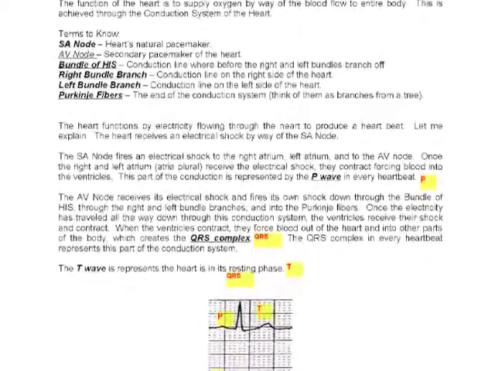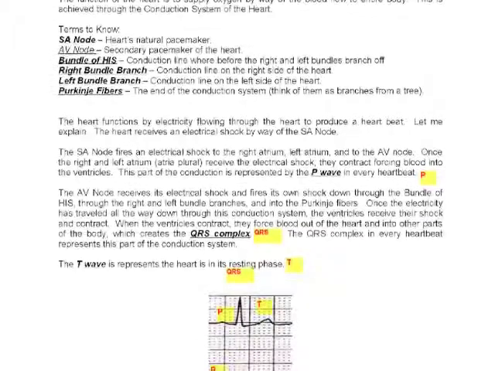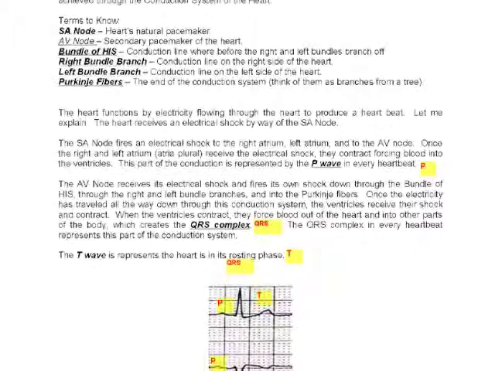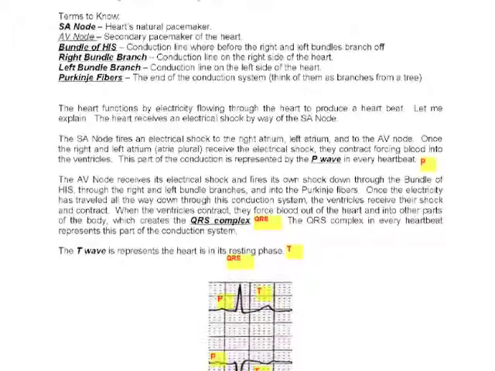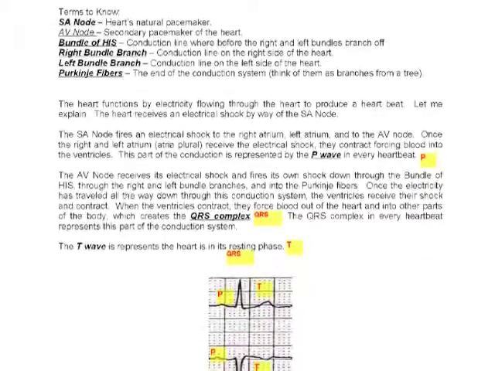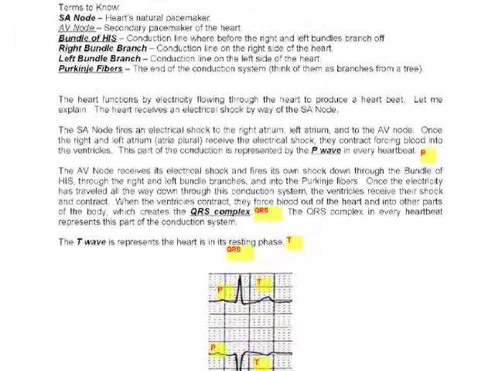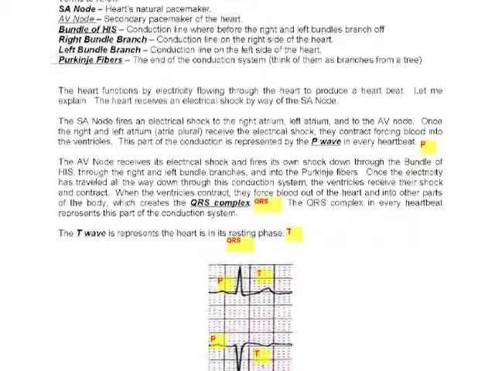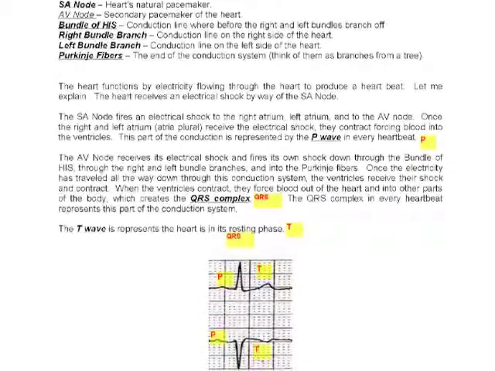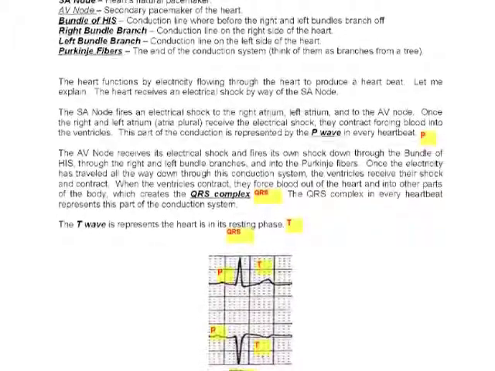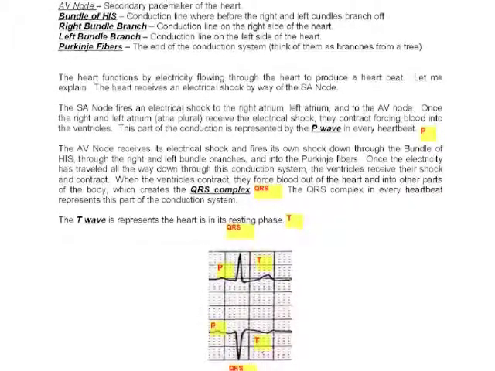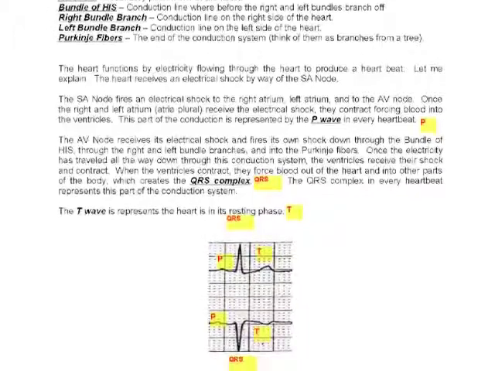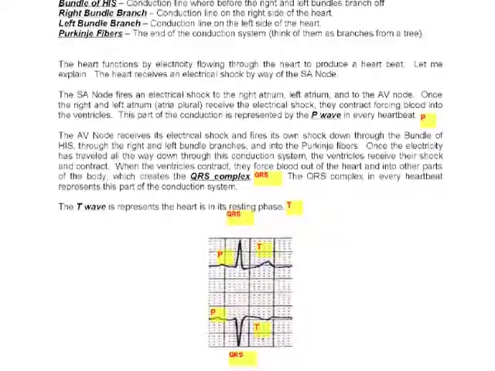Then the AV node receives its electrical shock and fires its own shock through the bundle of His, down through the right and left bundle branches, into the Purkinje fibers. Once the electricity has traveled all the way down through the conduction system, the ventricles receive their shock, and that's when they contract. When the ventricles contract, they force blood out of the heart and into other parts of the body. That creates the QRS complex. If you look at the diagram below, you see QRS. The QRS complex in every heartbeat represents this part of the conduction system.